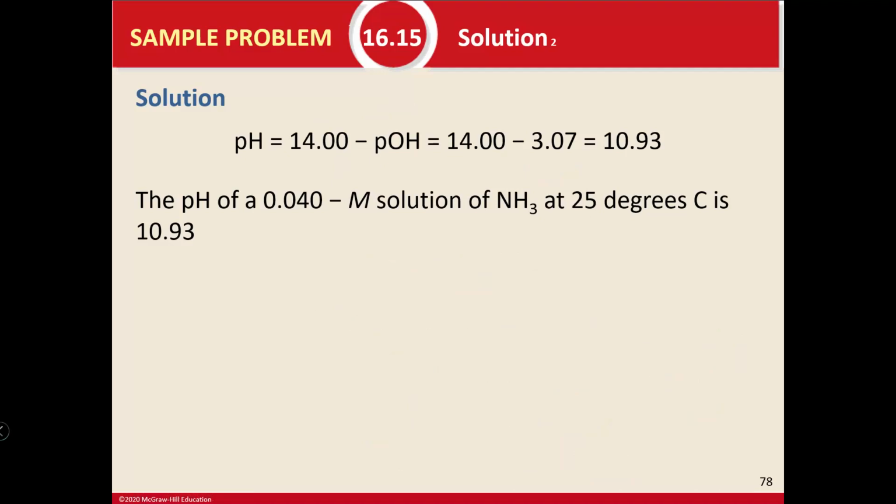And so there we go. 14 minus 3.07 is equal to 10.93. Not hard. Same process as Ka. It's just that this is a Kb. How do you know it's a Kb? It's got the hydroxide ion concentration in the expression.